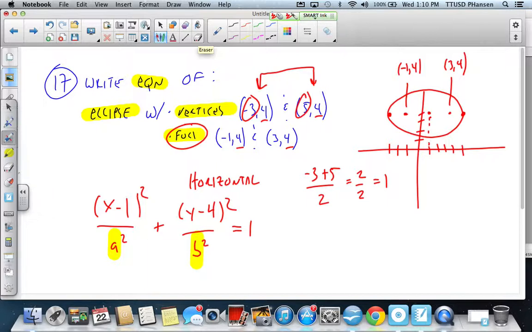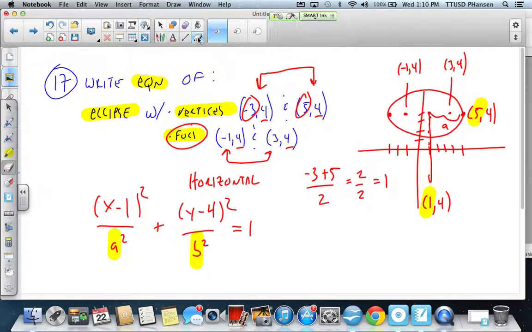I could also do that with the foci. It would work the same. Halfway between -1 and +3 is +1. Now, A by definition is the distance from center to vertex. This is 1, 4, and this is 5, 4. How far apart are 5 and 1? 4. Therefore, a squared is 16.